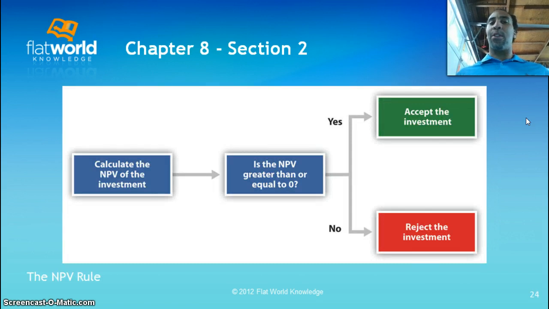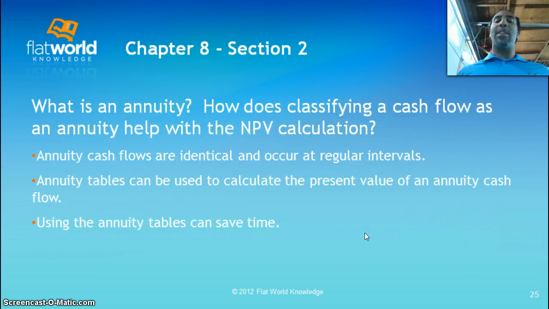And this is just if you're a verbal learner, right? Calculate the net present value of the investment. Is the net present value greater than or equal to zero? If it's yes, accept the investment. If it's no, reject it. So, what is an annuity, right?